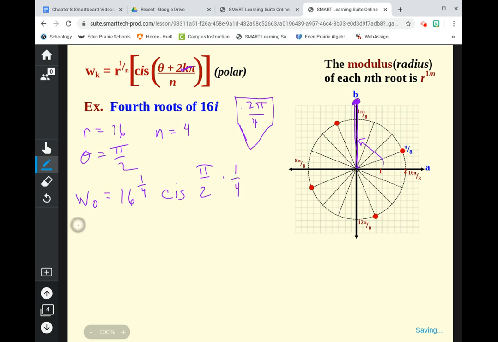So what's W sub 0? W sub 0 equals 16. And actually, I can clean that up. 16 to the 1/4 power is actually 2.